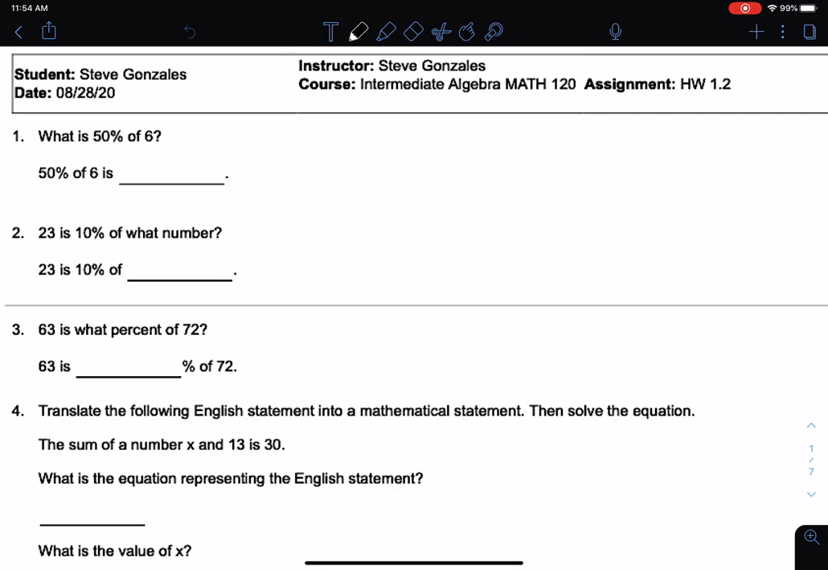So what this assignment covers is percentages, translating English statements into mathematical statements and solving them, and word problems. This section is very challenging for students, so I'm going to explain to the best of my ability how to do these word problems. If you're able to do most of them, that's great. And if it's the longer word problems that you're having problems with, you can fast forward to that point.